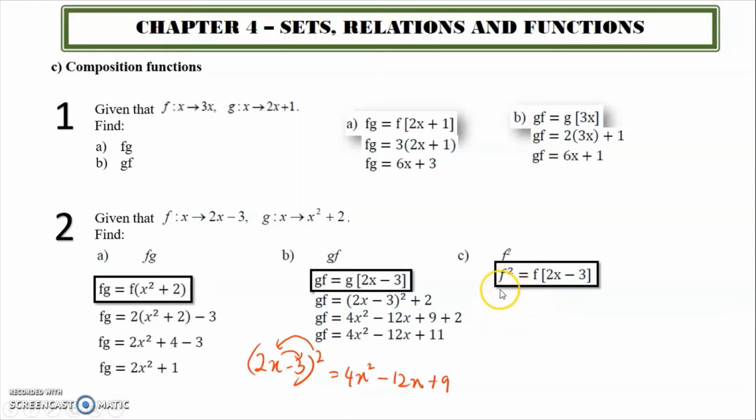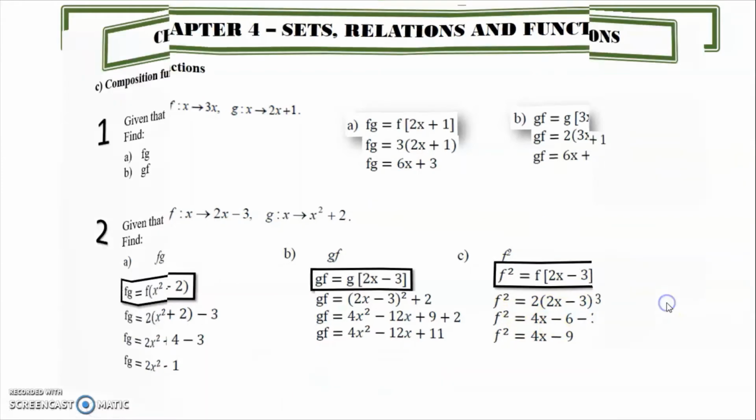Okay, next f square. F square maksudnya adalah f(x). So, f salin balik. Gantikan function f(x). So, 2x tolak 3. Lepas tu, tengok function f. So, function f number salin balik 2. X gantikan dengan function dalam bracket. Belakang dia ada tolak 3. Salin balik semula. And then, simplify. So, yang ni kena expand.